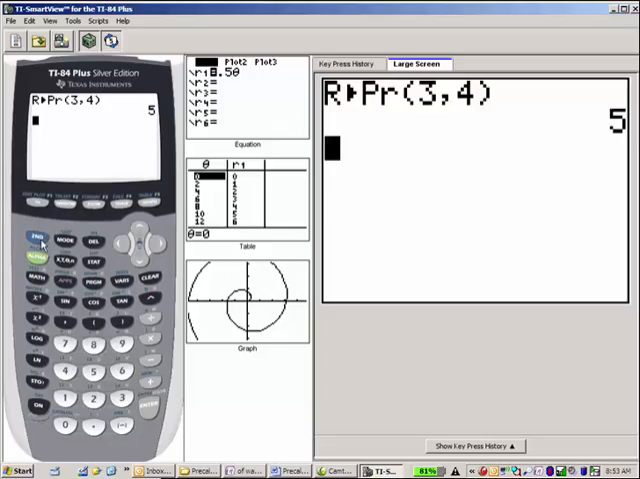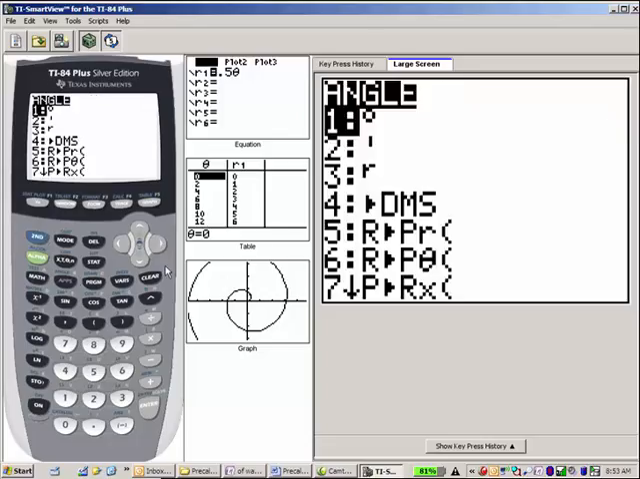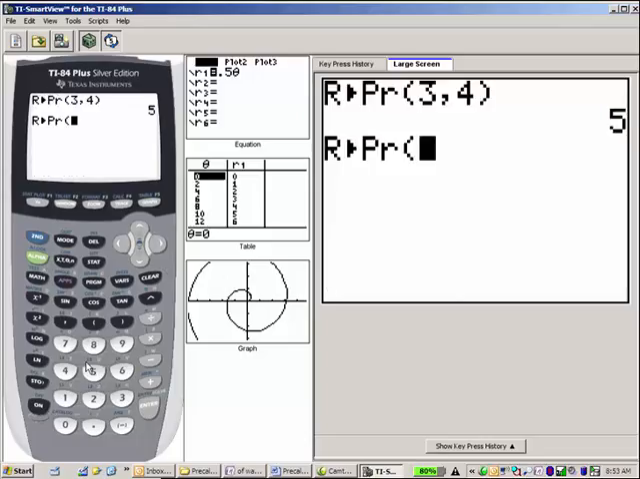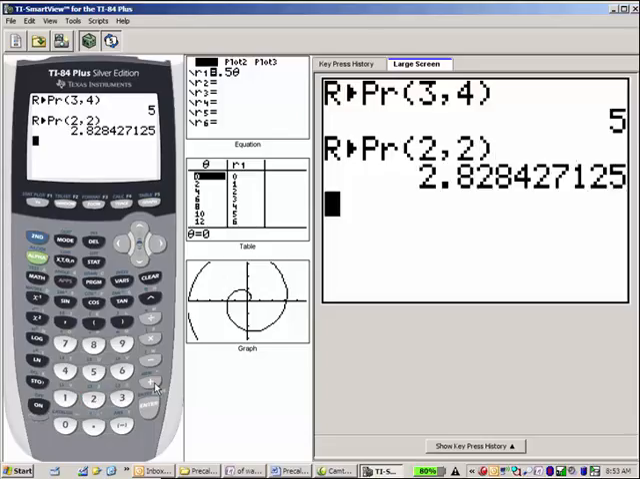So, again, if I do second angle and I pick 5, what was... oh, this one, right? Oh, that was the other way around. All right, well, what if I had... I wonder if it'll do it. No, it won't. Of course it won't. Never mind. If I had 2, 2, it would tell me that the radius is 2.82, which is like 2 root 2. It'll also find you the angle.